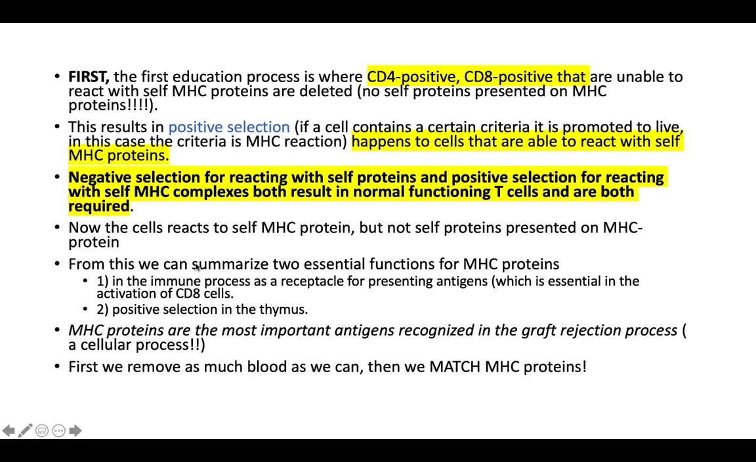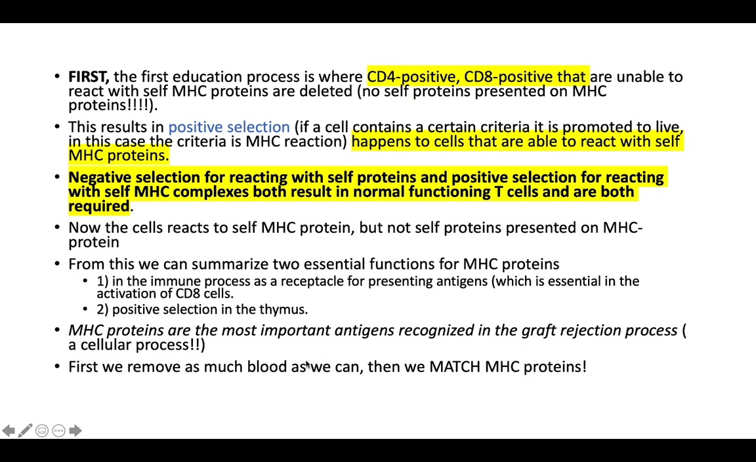From this we can summarize two essential functions that MHC proteins, and they are needed for positive selection in the thymus. هذا الشيء الثاني اللي زي ما حكينا these mice that don't have CD4 cells, the MHC2, they don't have CD4 cells because I need these to promote positive selection. So MHC proteins are the most important antigens recognized in the graft rejection process.